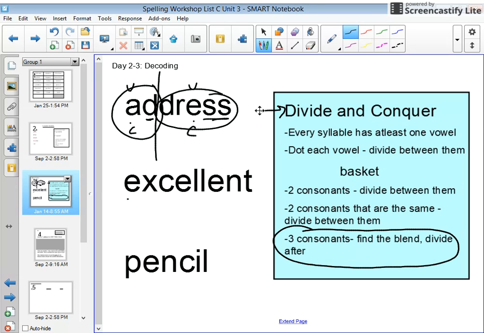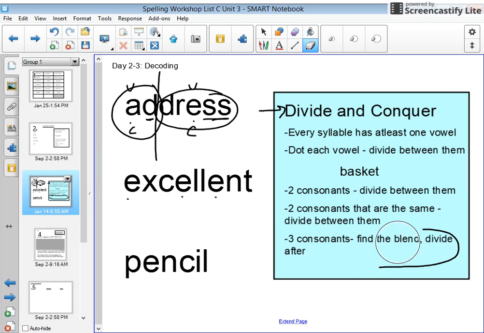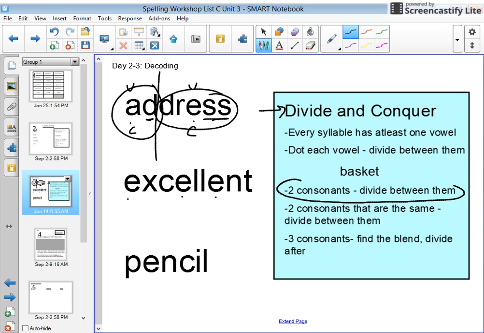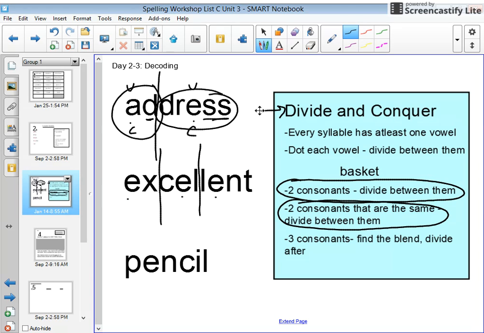Same thing here with excellent. We dot the vowels, E, E, E. We look at our divide and conquer rules over here. We know if there are three vowels, there's going to be at least three syllables. Between the first two E's, we have X and C. We go to our rules here: two consonants, divide between them. Simple as that. We look at our list over here: there are two consonants that are the same, and we divide between them. So we know this word has three syllables.